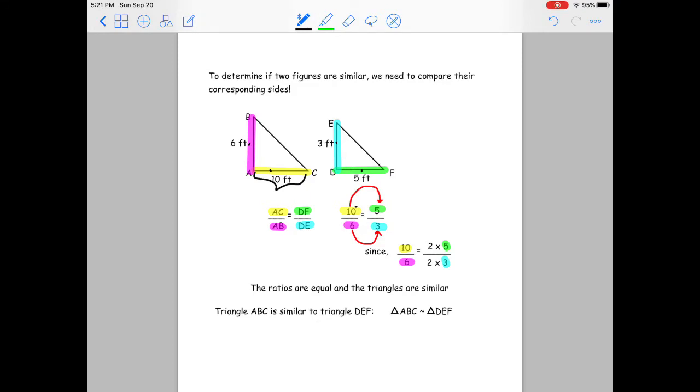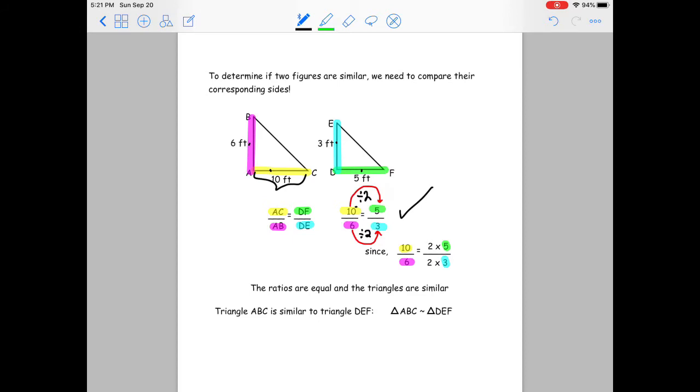So like we've done previously with unit rate, we need to figure out how do we go from 6 to 3? Well, you can go from here by dividing by 2. Is it the same for the other side? Divided by 2. 10 divided by 2 is 5. So yes, these are similar figures. Since 10 and 6 equals 2 times 5 equals 10, and 2 times 3 equals 6, they are similar. The ratios are equal and the triangles are similar. Triangle ABC is similar to triangle DEF.